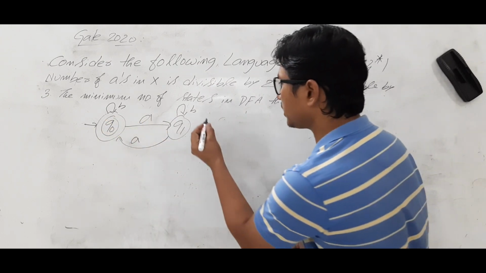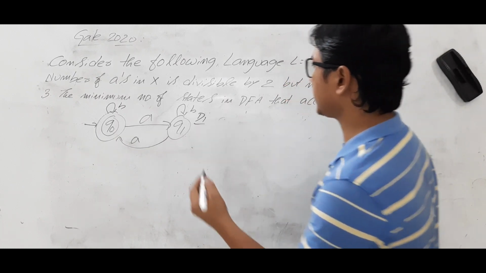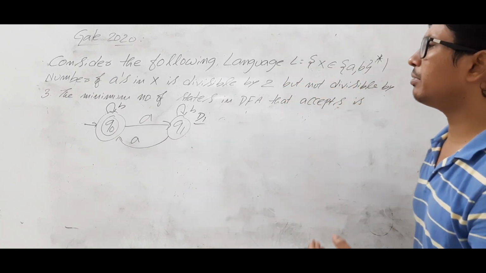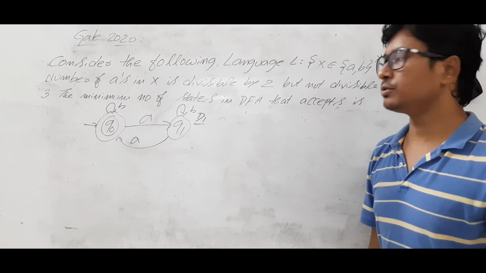Let me denote this one as D1. Okay, now we will solve the next one. Not divisible by 3. So the DFA where the number of A's should not be divisible by 3.